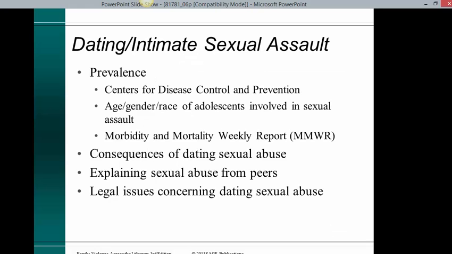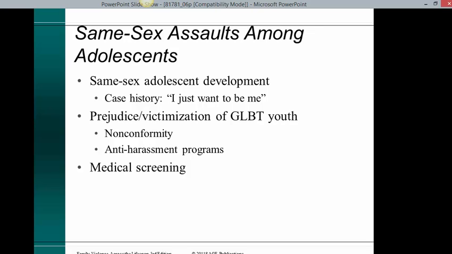Dating intimate sexual assault. Issues include prevalence, including Center for Disease Control and Prevention, age, gender, race of adolescents involved in sexual assault, and Morbidity and Mortality Weekly Report. Consequences of dating sexual abuse, explaining sexual abuse from peers, legal issues concerning dating violence. Same-sex assaults among adolescents.